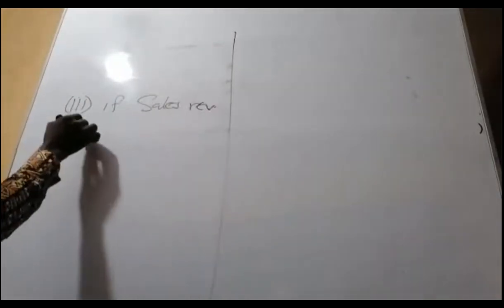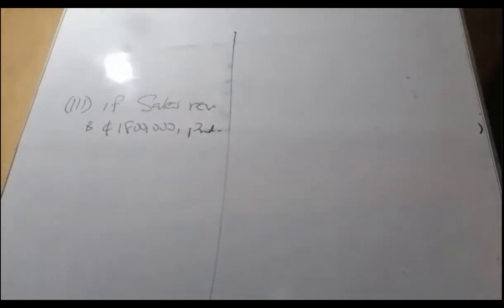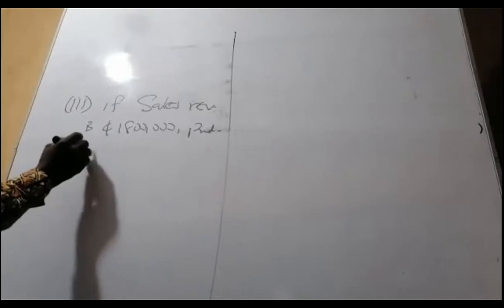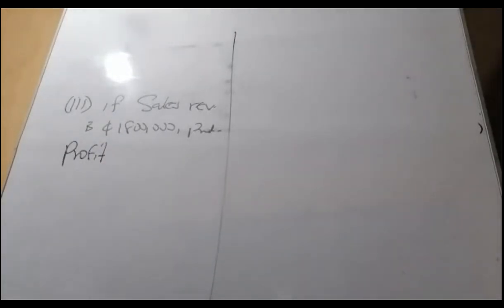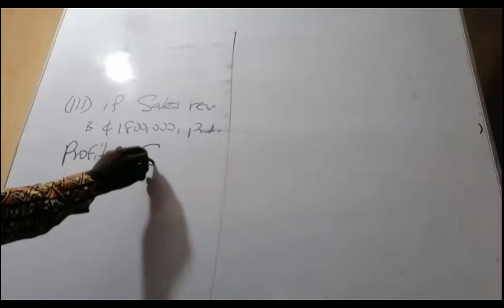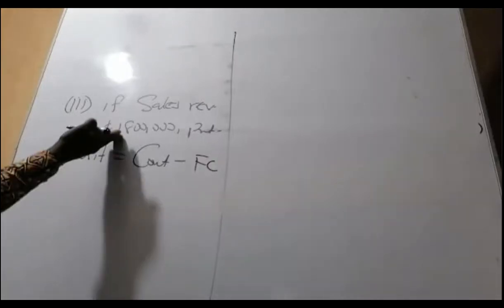So if sales revenue is 1.8 million, what is the profit? Watch carefully. If the examiner states "prepare the operating statement," the solution could have been different, even though the figures will be the same. So let's see, I'll do all three for you. Tell the examiner that profit under the marginal cost approach, because breakeven is under marginal costing, is equal to the contribution less fixed cost.